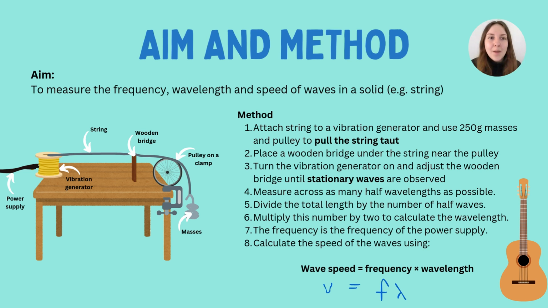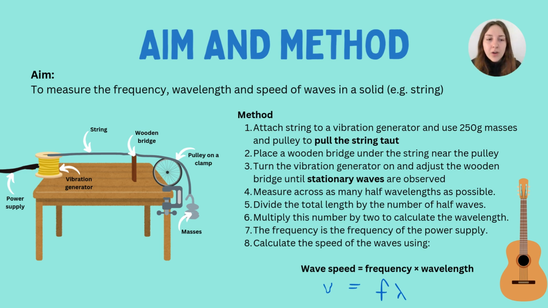Now, anyway, let's talk about the method itself. In terms of apparatus, the things you'll need to do this experiment, you'll need what we call a vibration generator. Essentially this is an electrical device you connect to something called a signal generator. The signal generator produces the frequency that we are talking about in terms of the wave frequency, and we can change this depending on the frequency we want.